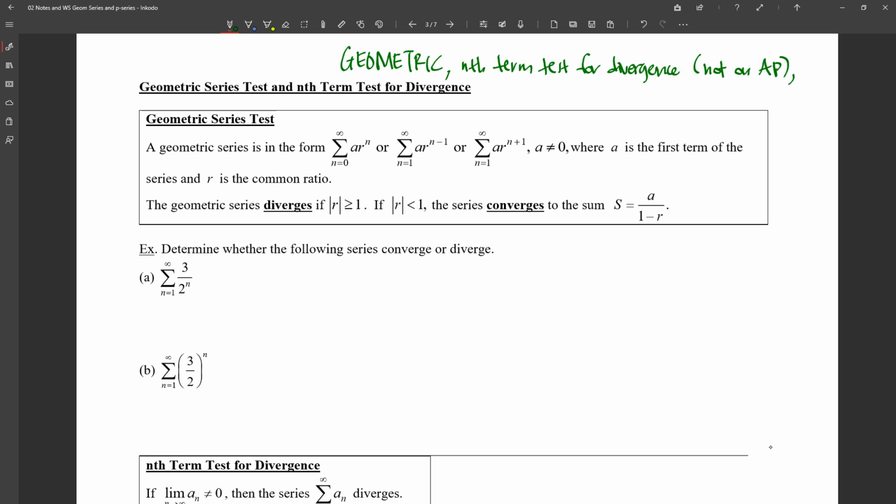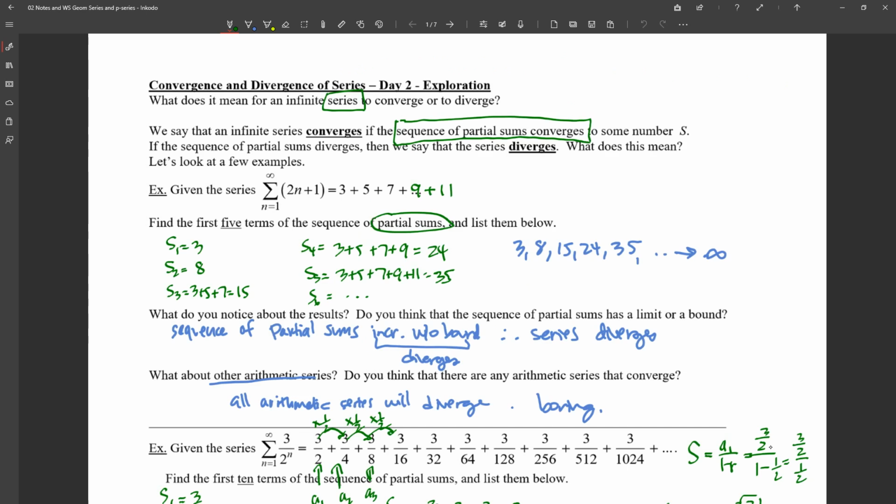And then also the p-series test. Okay, so these are three tests that we'll be talking about today. Each one will help us to test, hey, does a series converge or does a series diverge? All right, so let's first talk about the geometric series test. We've already covered it last time.